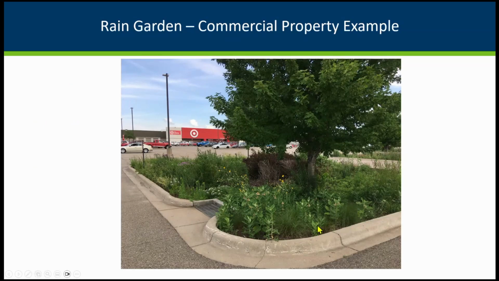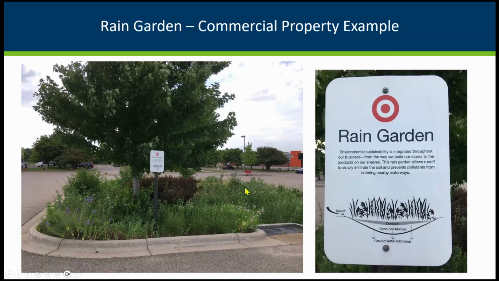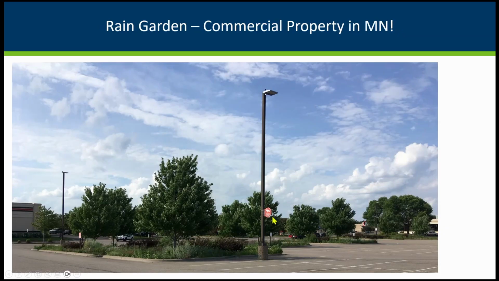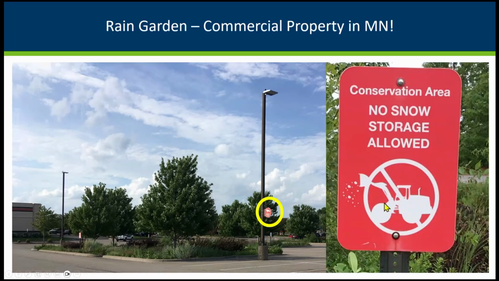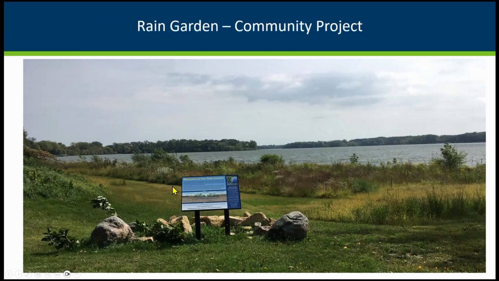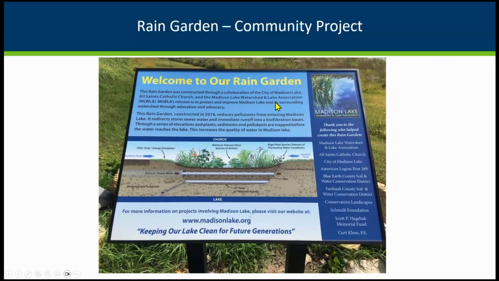More of the commercial areas are getting these rain gardens or retention areas and getting a little bit of educational signage up there. Although they also have to think about making sure that snow doesn't go in there and take away from that storage area. And even small communities. This is a sign I saw as I was driving by. I went and looked, and a very nice sign showing a rain garden in the city of Madison Lake, which is not a very big city.